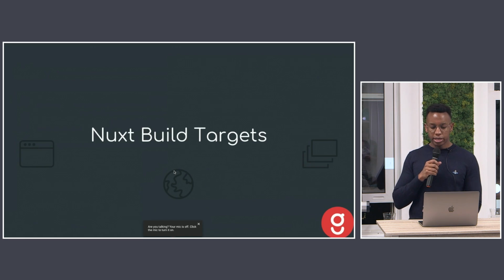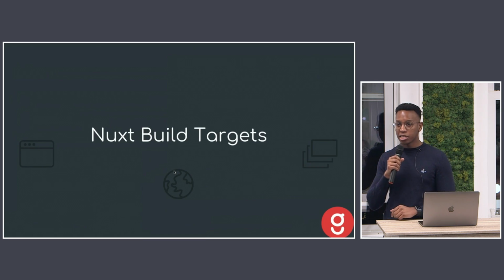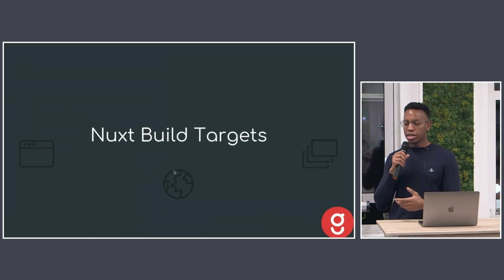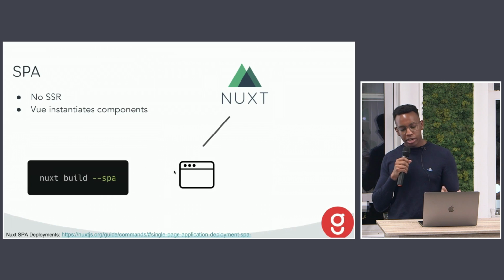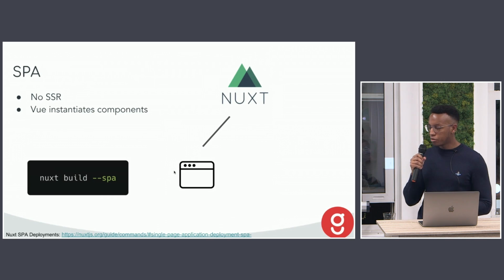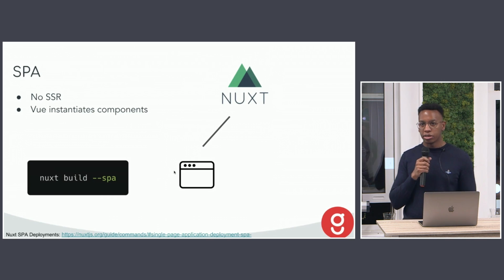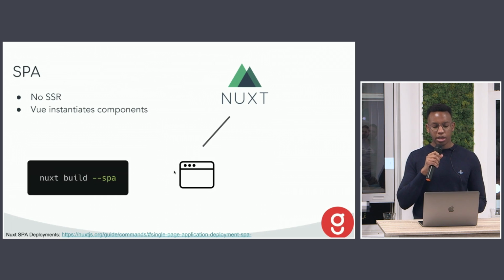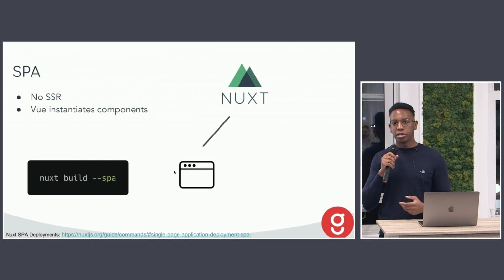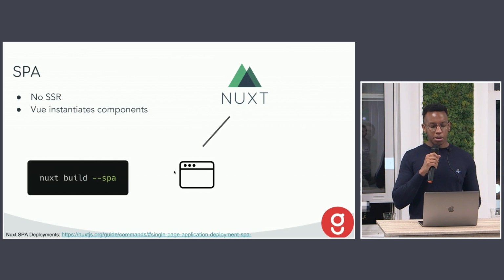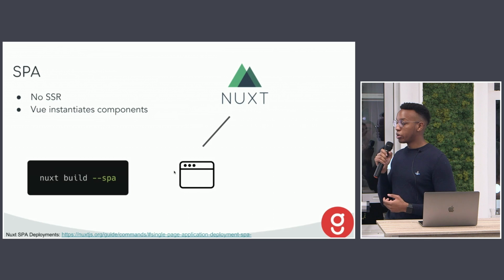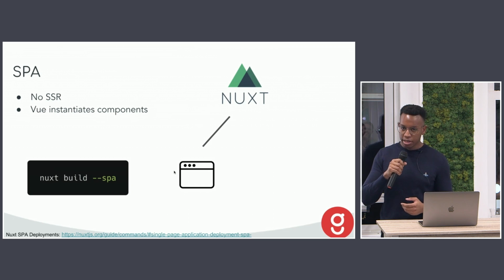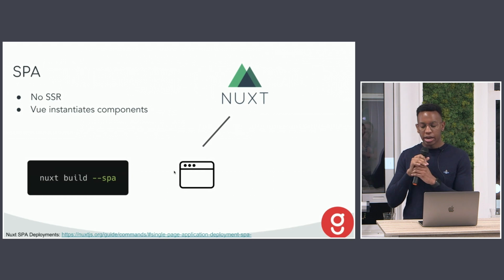But the actual build targets that Nuxt allows us to export to, so we've created an application, we're looking to actually serve that application. There's 3 different ways that Nuxt allows us to do it. The first of which is an SPA. So we can generate an SPA from our application. So this is no server-side rendering. Vue will instantiate the components when the page is loaded. And all we have to do to generate an application that does that is just type nuxt build with the SPA flag. And that will tell Nuxt to generate an SPA for us.